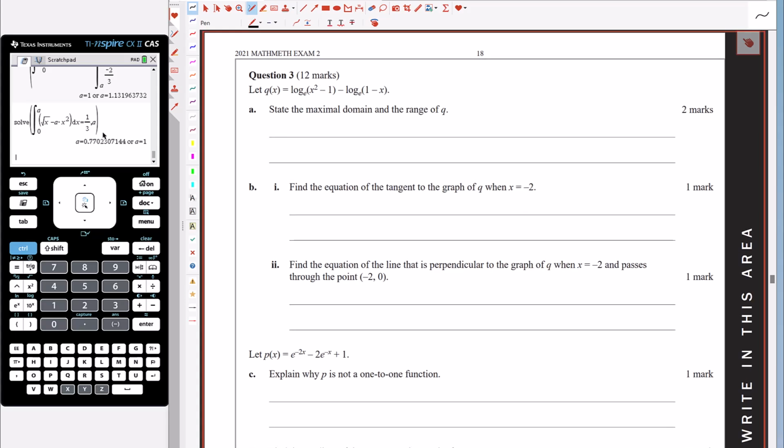Okay, and we're up to question 3. Okay, so q of x is log e of x squared minus 1 minus log e of 1 minus x. So let's define that function. Q of x is log e of x squared minus 1 minus log e of 1 minus x, sorry.